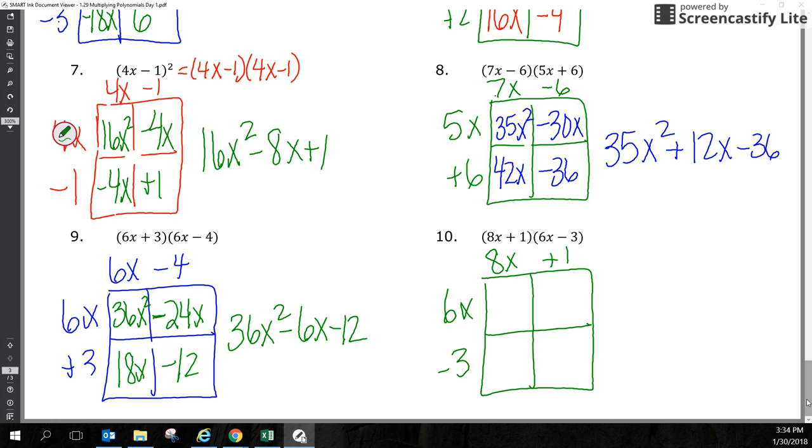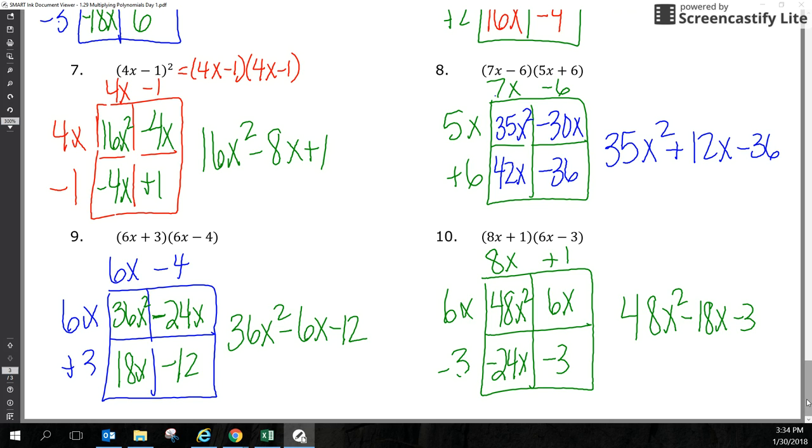And here we go. 6x times 8x is 48x squared. 6x times 1 is 6x. Negative 3 times 8 is negative 24x. Negative 3 times 1 is negative 3. Combining my like terms, I've got 48x squared. Adding my x is negative 24 plus 6 would be negative 18x, and then minus 3.